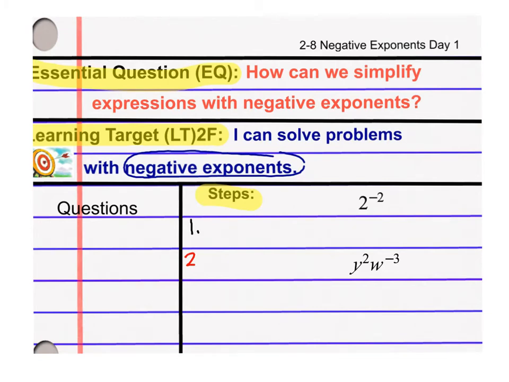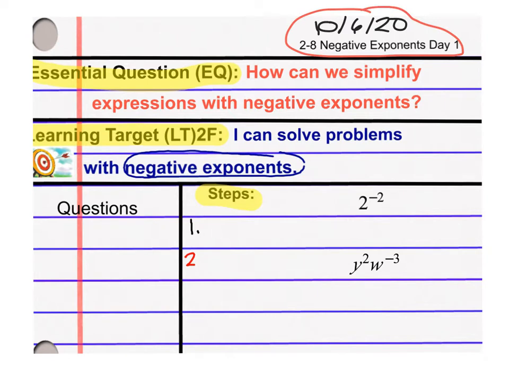So go ahead and put the date. Today's Friday, November 6th, so 11/6/20. And the title: 2F negative exponents, day 1.